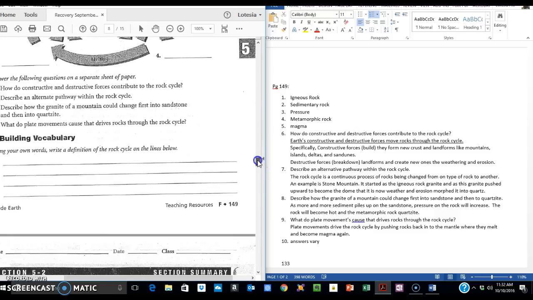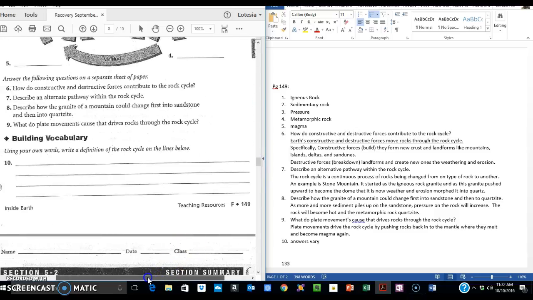So for number 8, describe how the granite of a mountain could change first into sandstone and then into quartzite. All right, so let's go back to your passage.